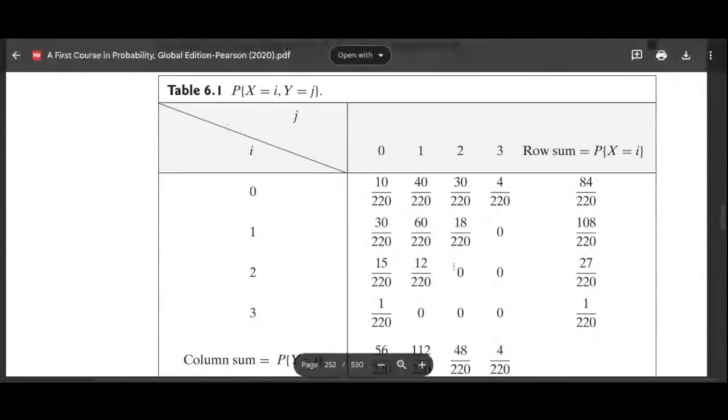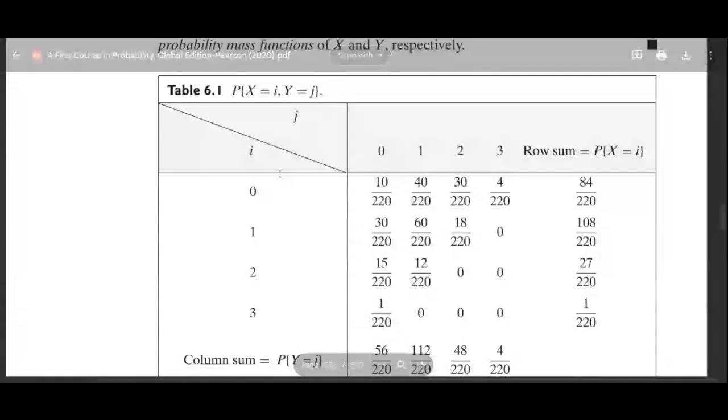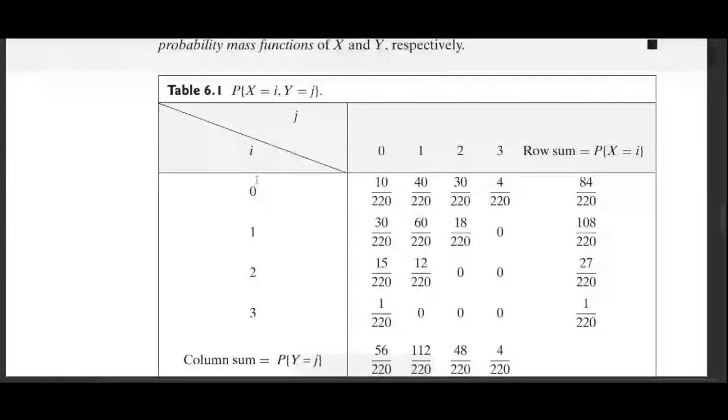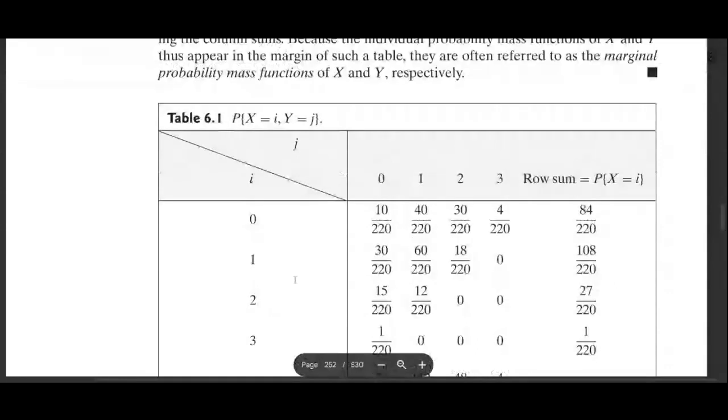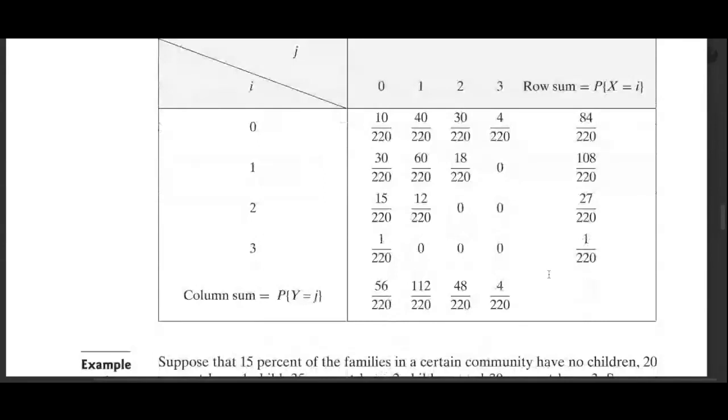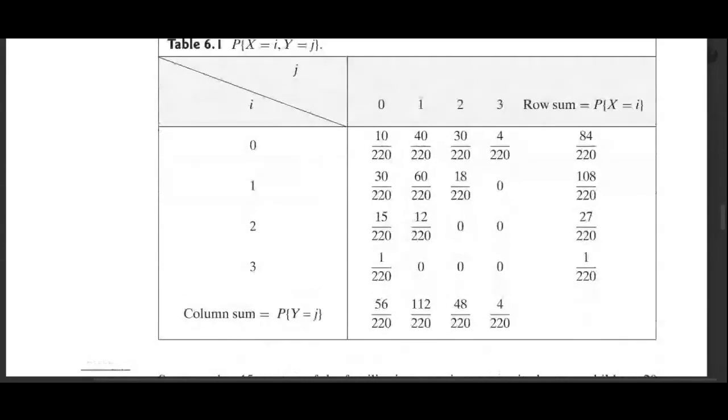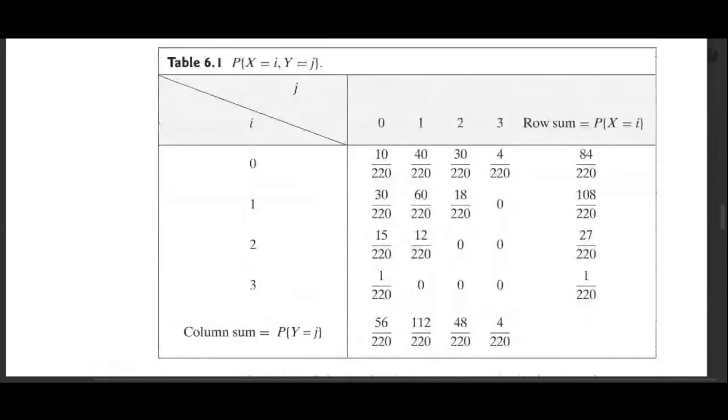Because it's two dimensions, we can use rows and columns. In the rows, i goes from 0, 1, 2, 3, where i is the red color. j is the white color, which also goes from 0, 1, 2, 3. Anyone has any question?